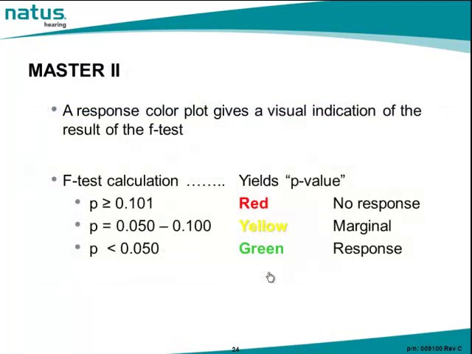The software shows responses during collection, conveniently with colors red, yellow, and green. Red indicates no response, corresponding to p-values of 0.1 or higher, yellow indicates a marginal response with p-values of 0.05 to 0.1, and green indicates that a statistically significant response is indeed present, and that corresponds with p-values of 0.049 or better.